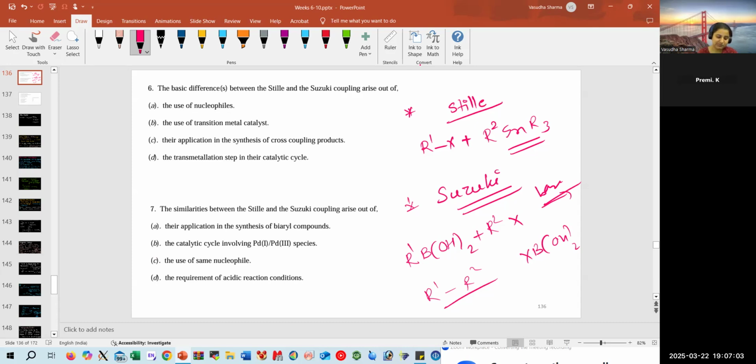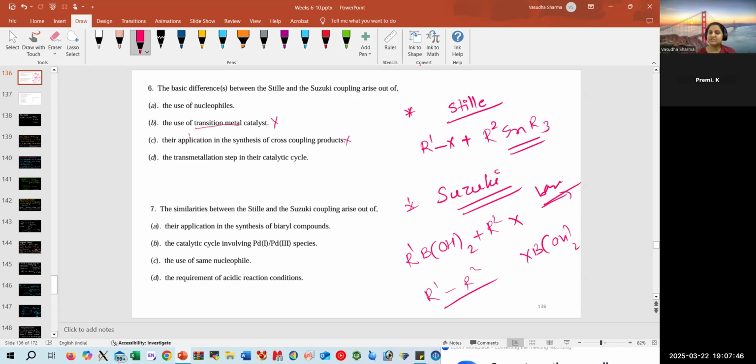Do you remember now? In the Stille reaction, the transmetallation step is different. If you see option A, the use of nucleophiles is different for both the cases, the R2 tin and the R2 boron of the Suzuki, with its variety of substrates. Use of the transition metal catalyst is the same in both the cases, because in both we use a palladium based catalyst, so this can't be a difference. Also, their application is the synthesis of cross coupling products, so both reactions give you a cross coupling product. This is also not the right option.